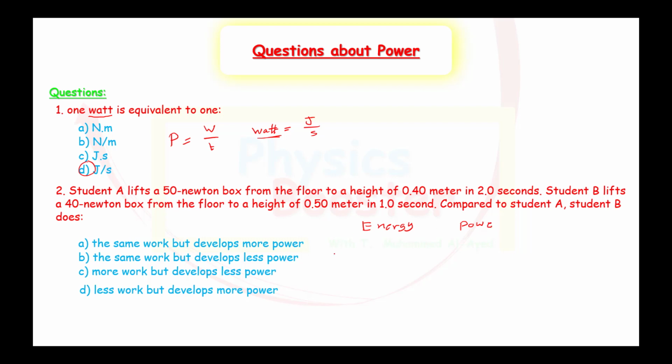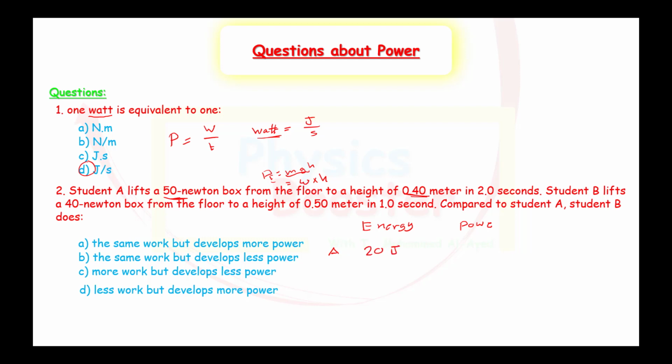Now, let's start with student A. Student A is lifting a 50 Newton box at a height of 0.4 meters. So if you want to calculate the potential energy, it is equal to mgh, and remember that mg is the same as w, so we can say that the potential energy is also equal to w multiplied by h. So the energy that student A uses is 50 multiplied by 0.4, which is equal to 20 joules.